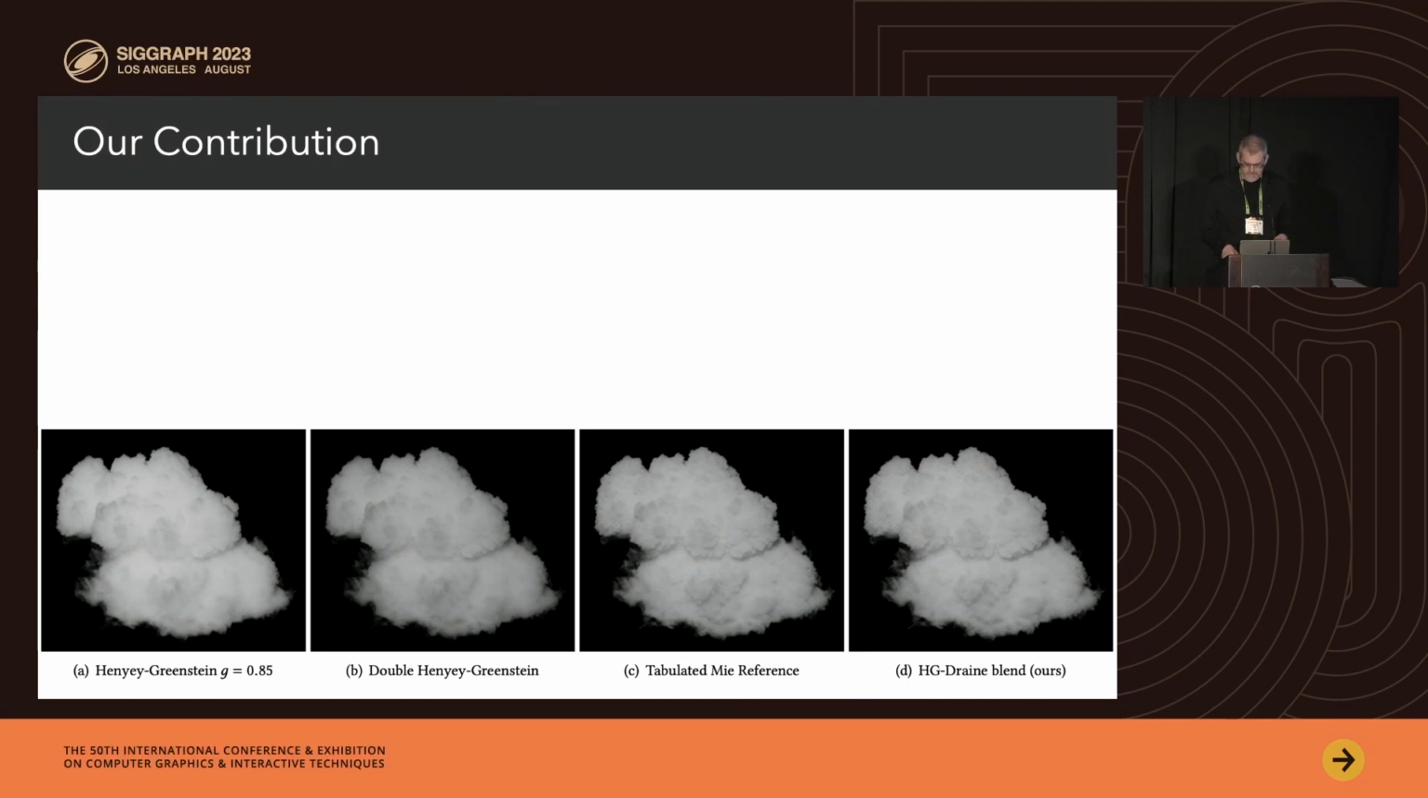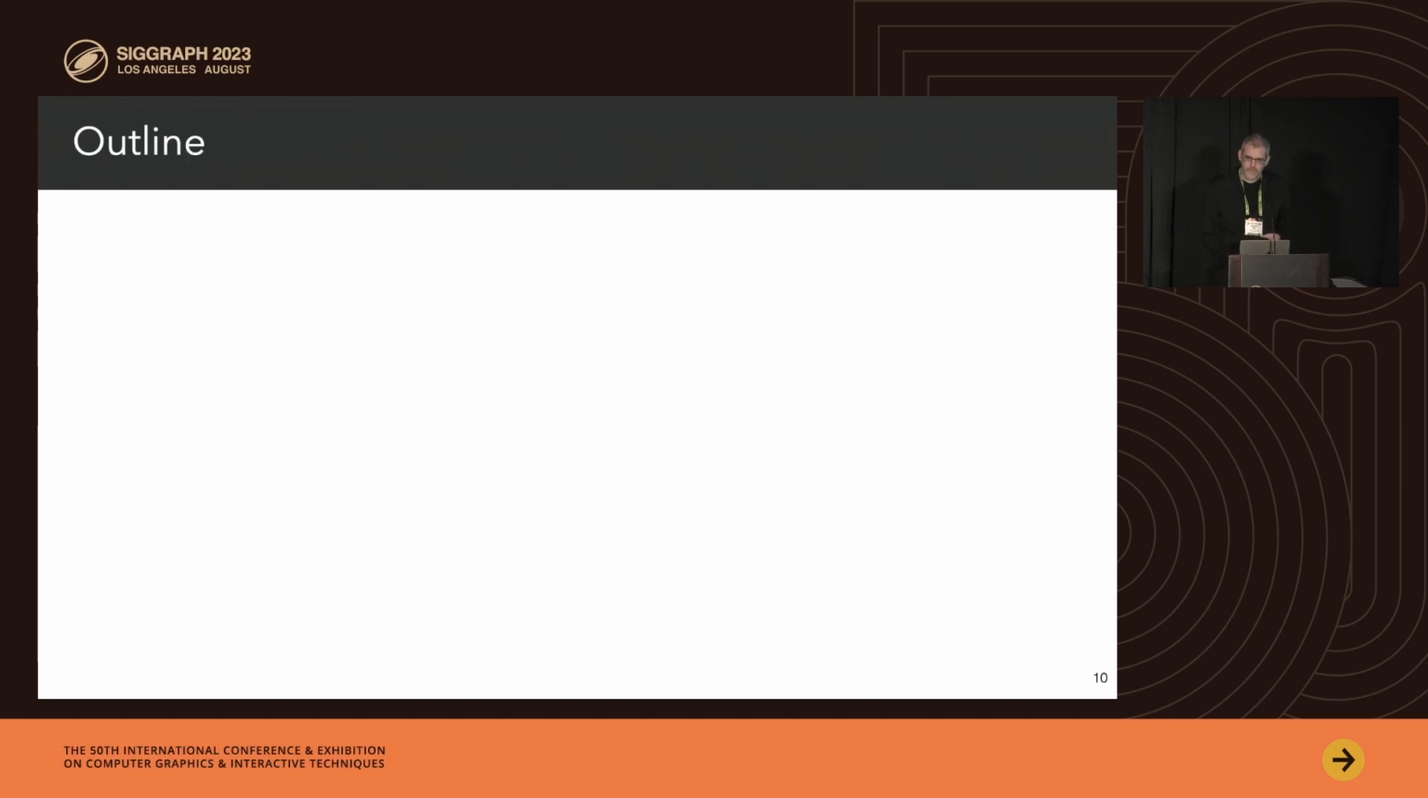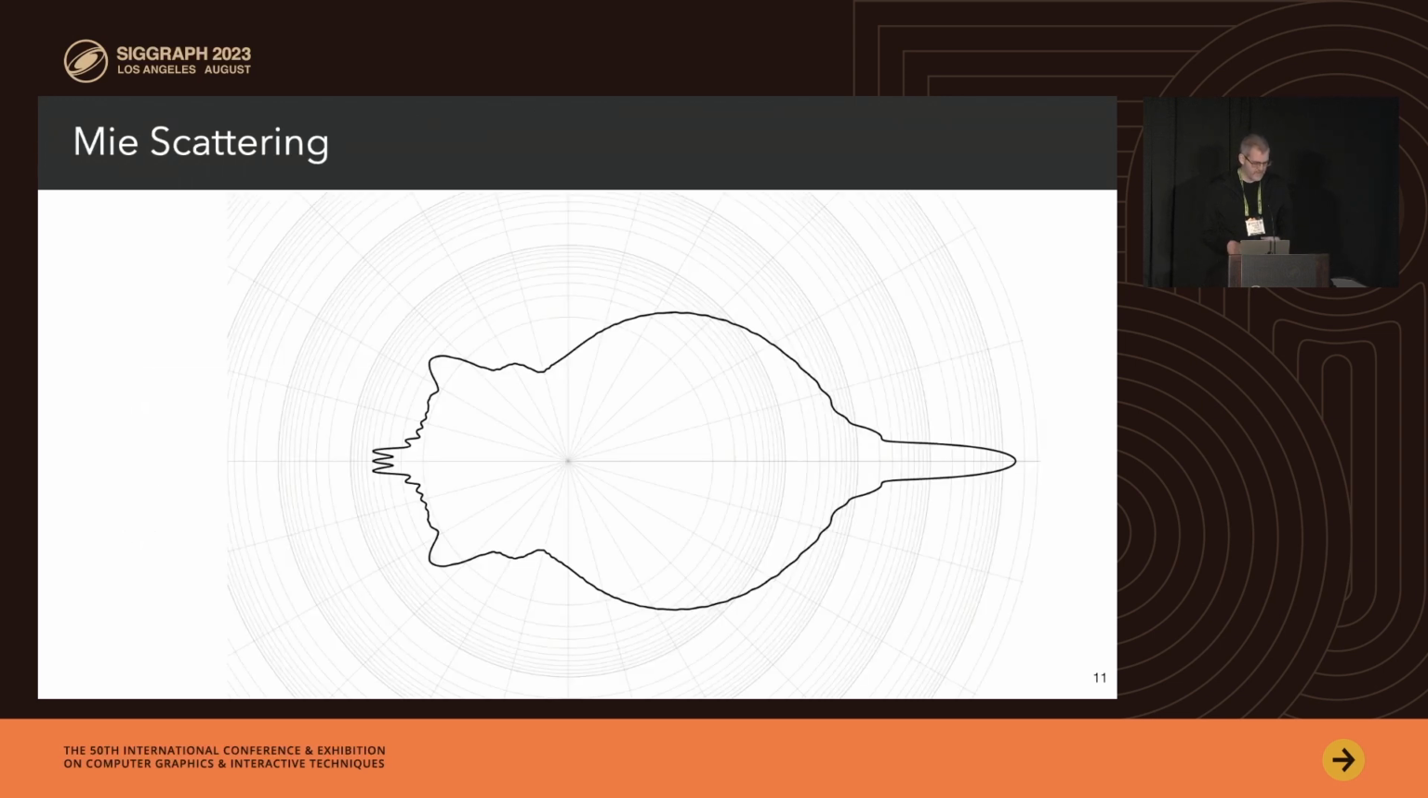And so what I want to present today is a new phase function that can approximate fog and cloud scattering, pretty faithfully matching the appearance of a tabulated approach. It has a single parametric parameter, just the size of the droplet, and it's fully analytic to evaluate and sample, so we don't need these tables and pre-computation. And so I'll start by reviewing some properties of Mie scattering before proposing the model and deriving the sampling for it before we look at some results. So let's start with Mie scattering theory.